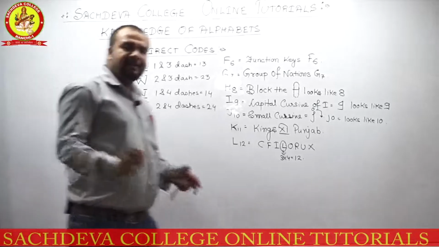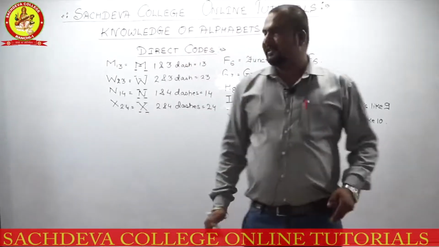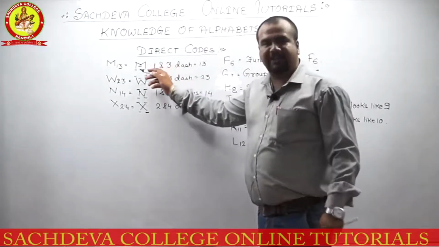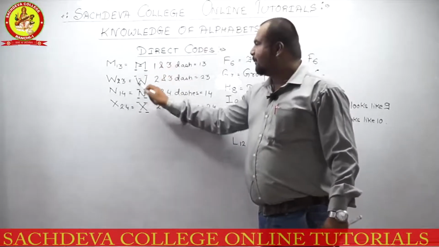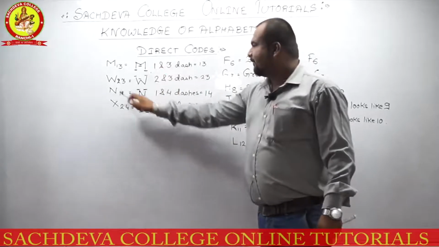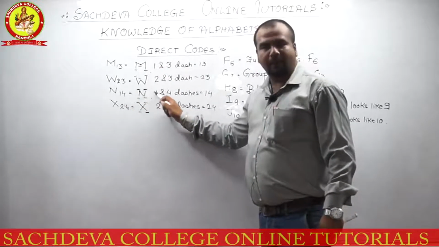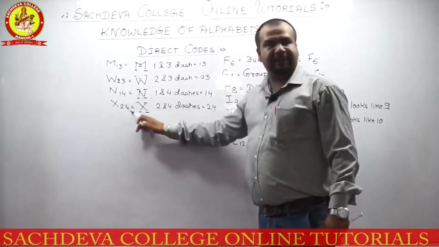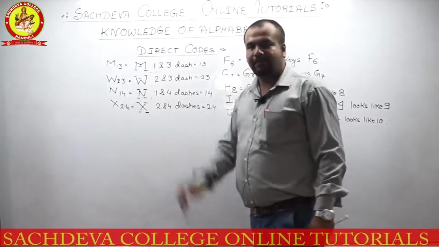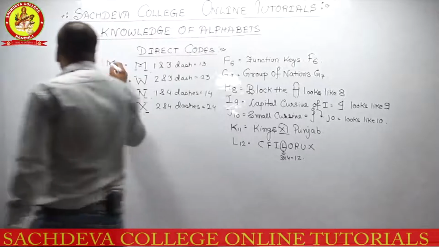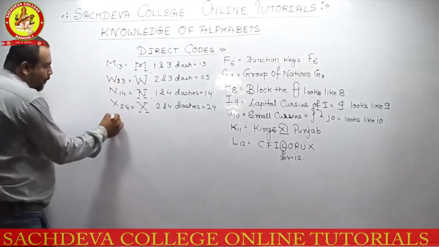So it is very simple to recognize that we have 4 alphabets that we can learn with the formula of dashes, that is M13, that is 1 and 3 dash. Then again we have W23, 2 and 3 dash. Then we have N14, 1, 2, 3, 4, 1 and 4 dashes. Then again 24, that is 2 and 4 dash is equal to X. Yes or no?